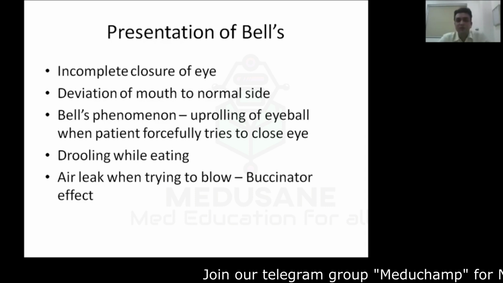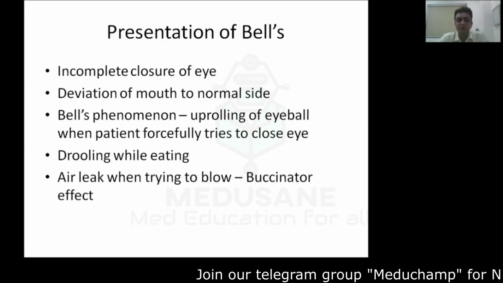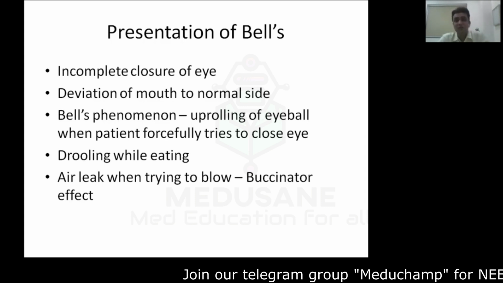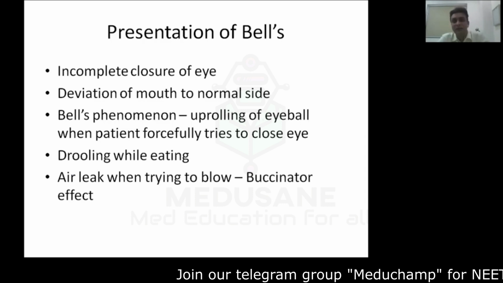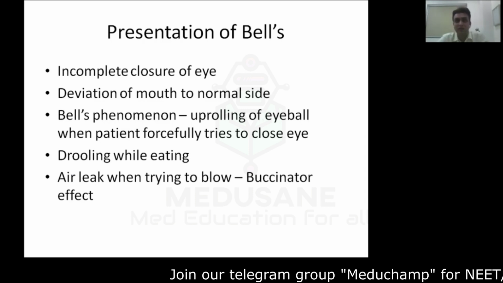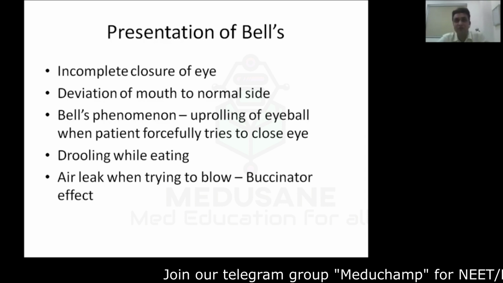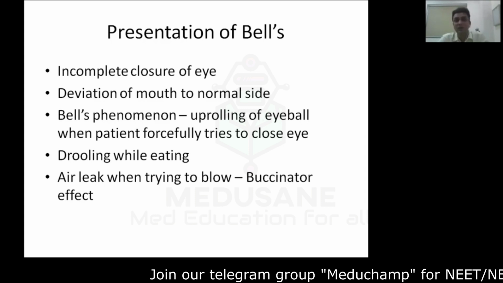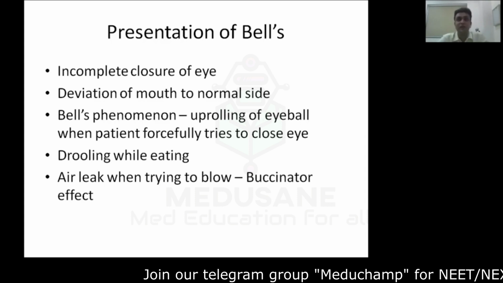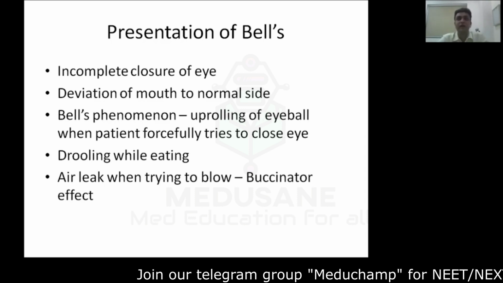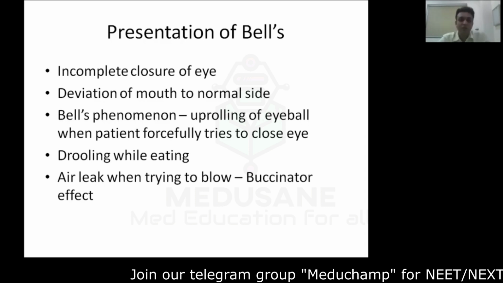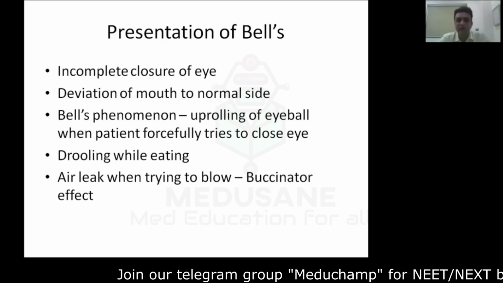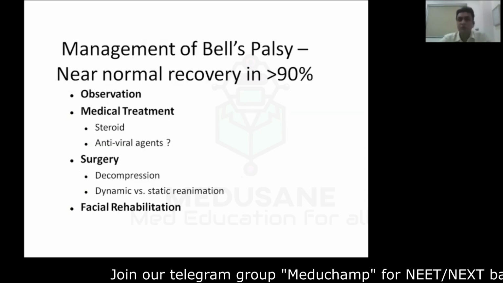Bell's phenomenon is an upward rolling of the eyeball when the patient forcefully tries to close the eye. Why does it happen? Because the eyelid is not closing. The upper eyelid is remaining up, not coming down. So the patient subconsciously believes that if I move my eyeball up, it would be covered by the eyelid. That is known as Bell's phenomenon clinically. There will be drooling of saliva while eating, and there will be air leak when trying to blow. So this would be the presentation.